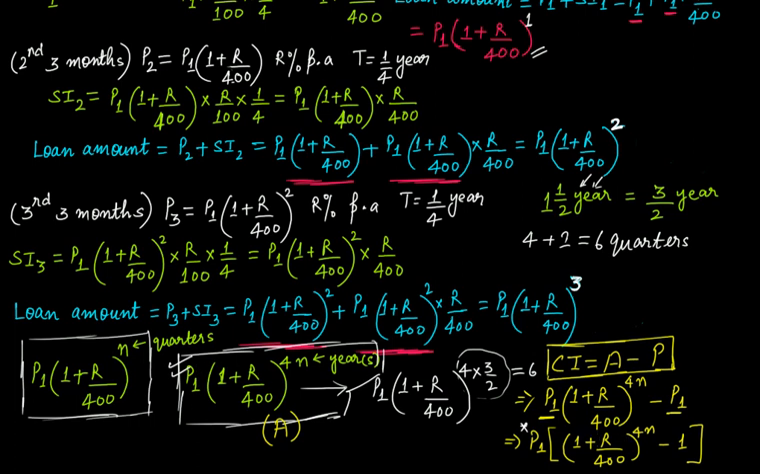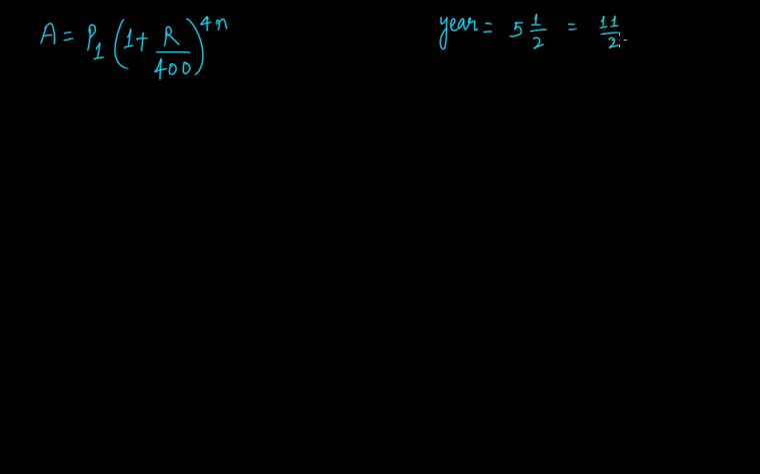Now let's take this one only. So suppose the amount is given by P1 (1 + R/400) to the power 4n, and let's say the time given is 5 1/2 years, right? 5 1/2. So if you want to use this value, this will be 11/2 here. Now if you want to put it here, this 4n will become 4 multiplied by 11/2, and this is equal to 22. So if you put 22 here, you will get the answer.